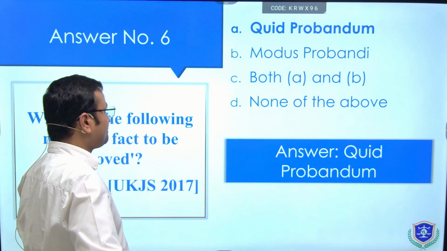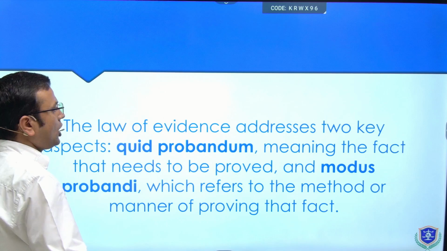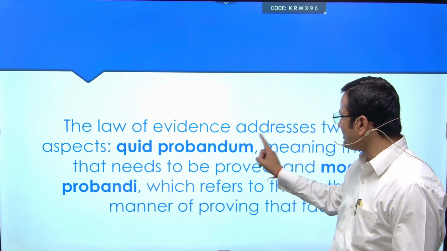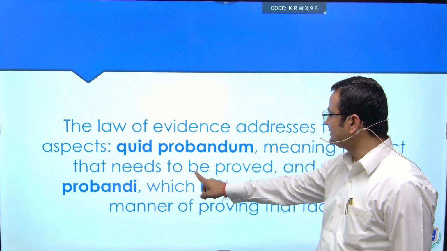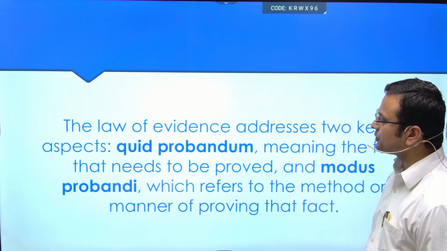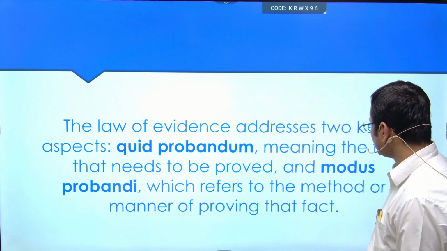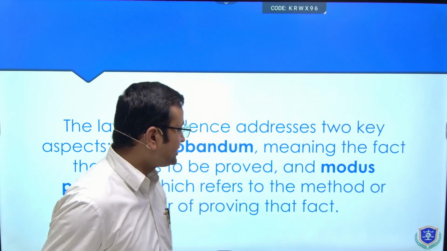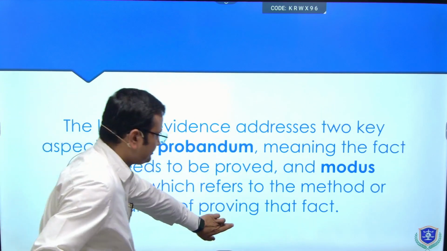Now what is quid probandum? The law of evidence addresses two key aspects: quid probandum, meaning the fact that needs to be proved, and modus probandi, which refers to the method or manner of proving that fact. So this was related to the quid probandum.